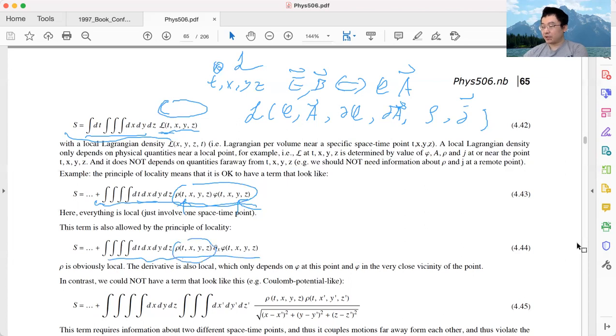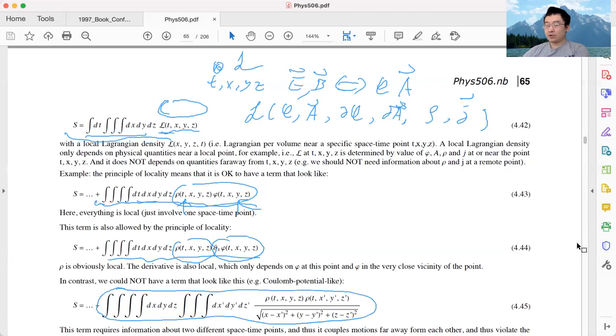So here, instead of the scalar potential, I use a derivative of the scalar potential. That is also a local quantity. So the principle of locality also allows us to have this term. As we will show later, in reality, this term doesn't exist. But in principle, the principle of locality allows us to have such a term. The principle of locality does not allow us to have terms like this.